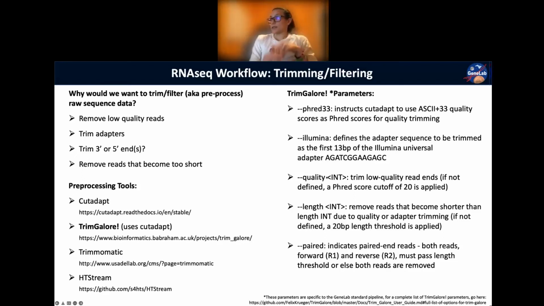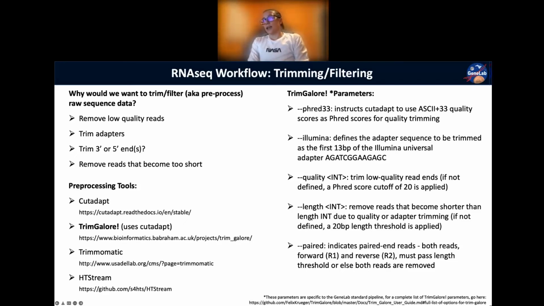We can also indicate what quality we want to use for our cutoff, those Q scores. You want to get rid of those low quality reads at the end. If it's not defined, the default is to use a 20, which is 99% accuracy. We actually use the default. So we get rid of any base pair from the 3' end that's less than a Q20.